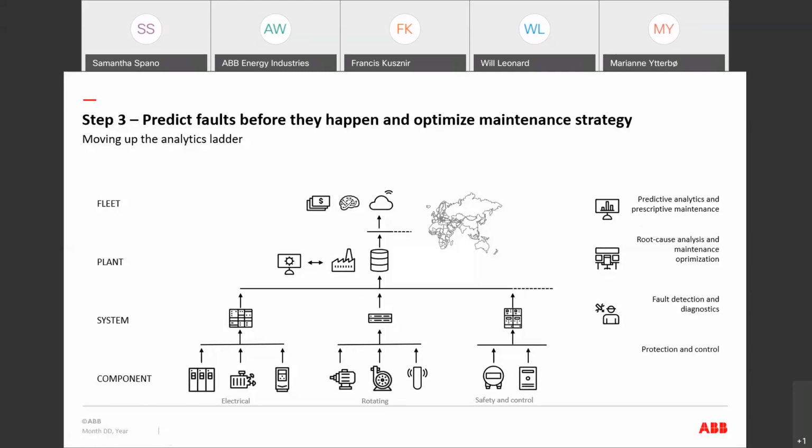So on the component level, the most important task is obviously protection and control. On system level, we can work more on diagnostics. On plant level, maybe even prognosis. And on fleet level, we can utilize data for more strategic planning. So what's typically described as condition monitoring on the device and component level is often like simple fault detection.